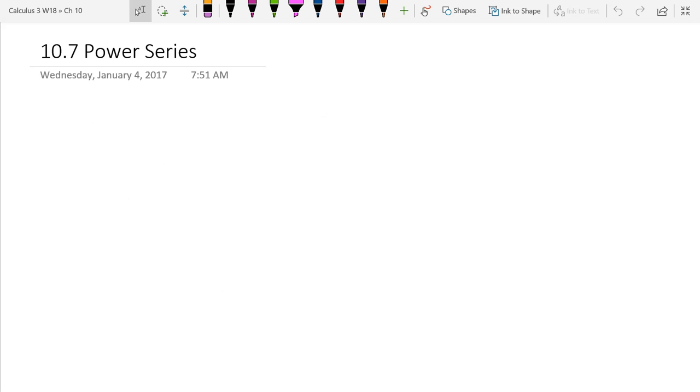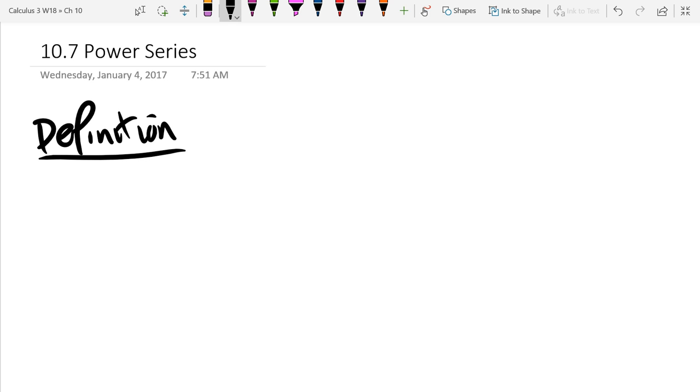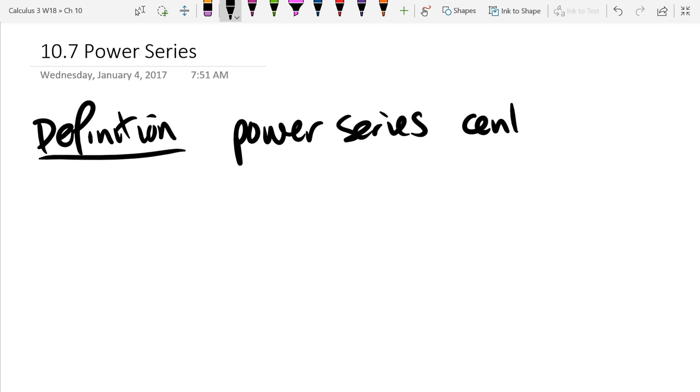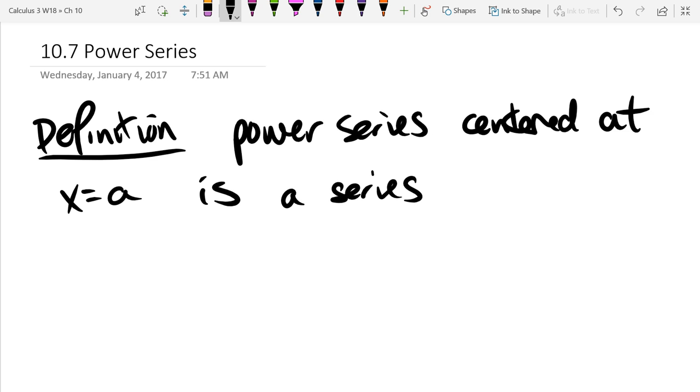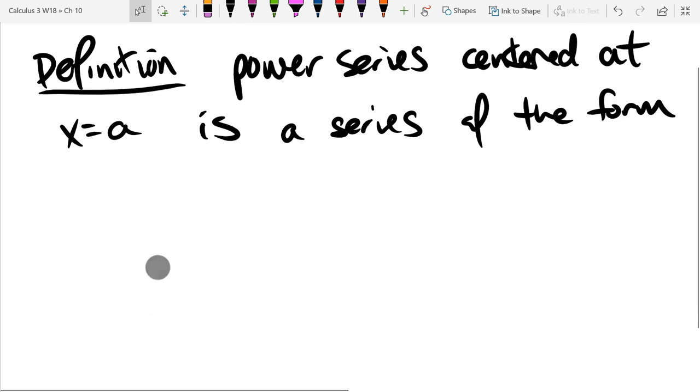Start with a definition. So our power series will be centered at the x value of a. So it's a series of the form... Remember, series means a sequence, but the sum of the terms. So a series is always a sum of a sequence.